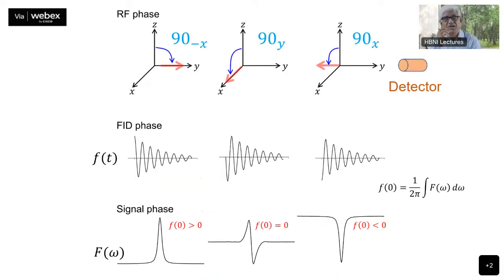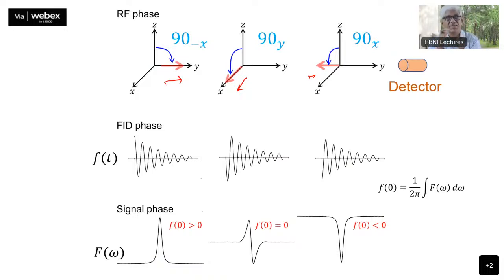Okay. To give a little bit of a relationship with respect to the phase of the RF, the phase of the FID and then the signal phase. So these are contained in this. There are 3 situations I have considered here. You apply the pulse, 90-degree pulse along the minus x-axis. The magnetization rotates onto the y-axis. If you apply a 90-degree pulse along the y-axis, the magnetization rotates onto the x-axis. If you apply 90x pulse, then the magnetization rotates onto the minus y-axis. So these are 3 different situations I have considered.